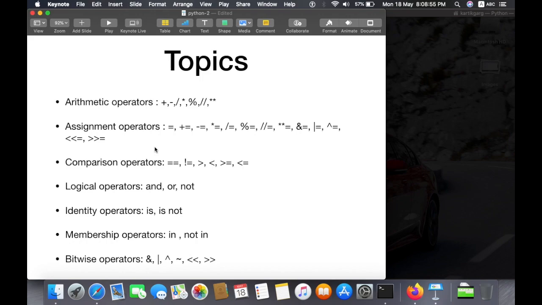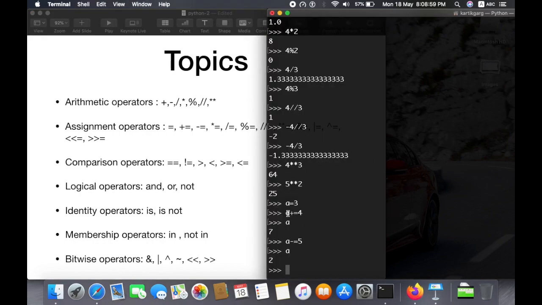Like in the case of plus equals to, we wrote a plus equals to 4. In this case, a is equals to 3. So it will consider it like 3 plus equals to 4, and then it will work as 3 plus 4 and return the value to a, that is a is equals to a plus 4, a is equals to 3 plus 4, and a would be 7.